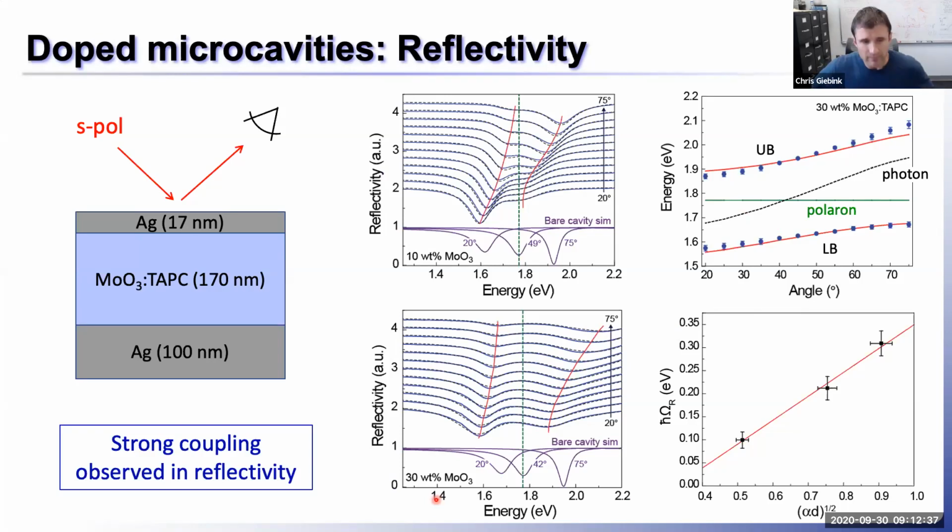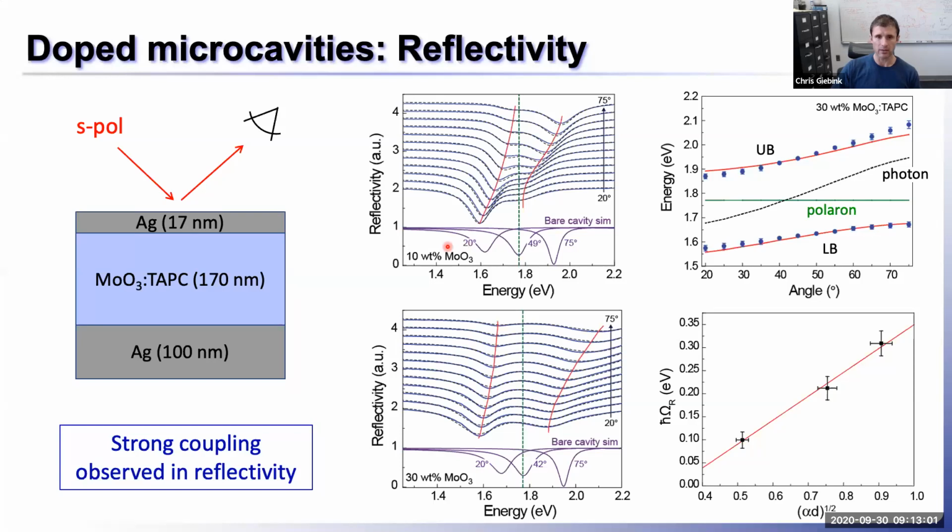In a microcavity, in this case, we're just going to construct a simple metal-metal Fabry-Perot microcavity, a thick bottom mirror, and a semi-transparent top silver mirror. 170 nanometers roughly of moly oxide doped TAPC in the middle. And you can see that the strength of the absorption is sufficient to start to put this into the strong coupling regime.